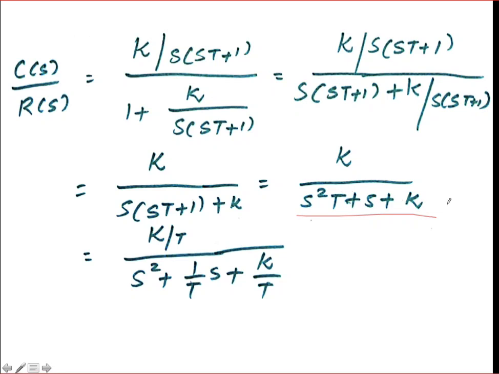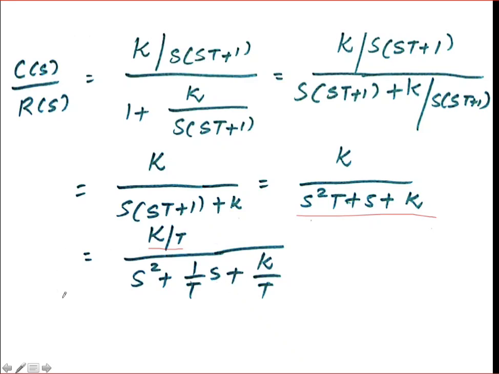Now we are going to divide the denominator and numerator by T. When you divide the numerator and denominator by T, you will get K/T divided by s squared plus (1/T) s plus K/T.